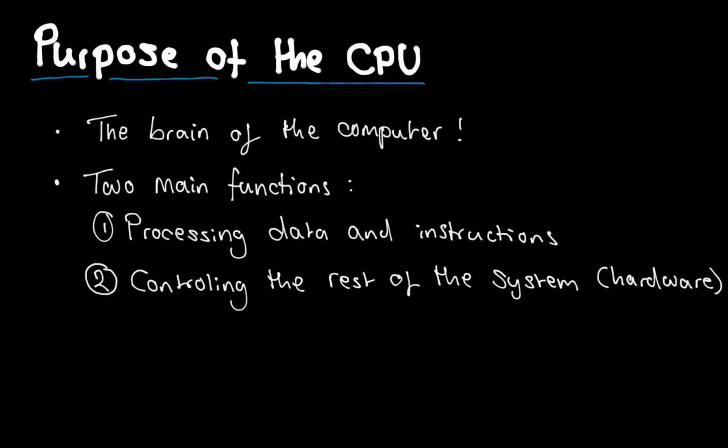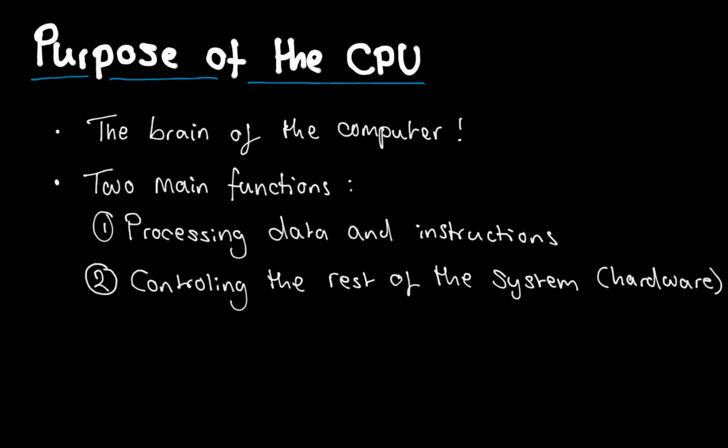The first is to process data and instructions. This is through something called the fetch execute cycle, which we'll be going over in the next video. So von Neumann architecture, if you've already read ahead a little bit. And the second function is controlling the rest of the system's hardware. So that's stuff like RAM, sound cards, GPUs, graphical processing units, and secondary storage.